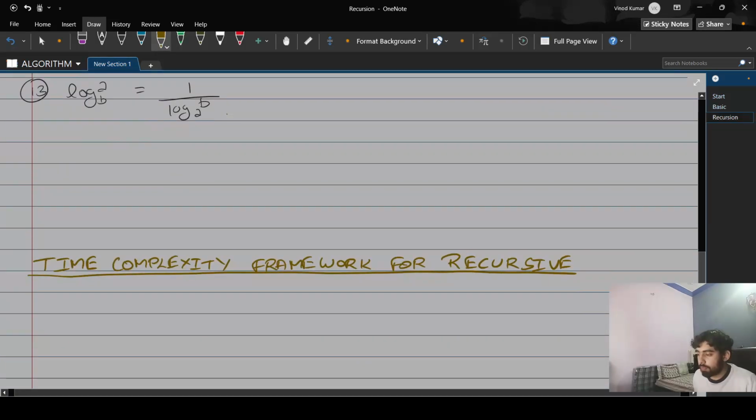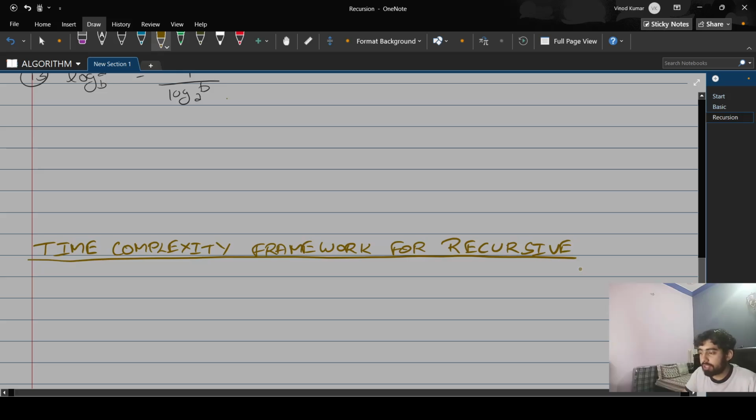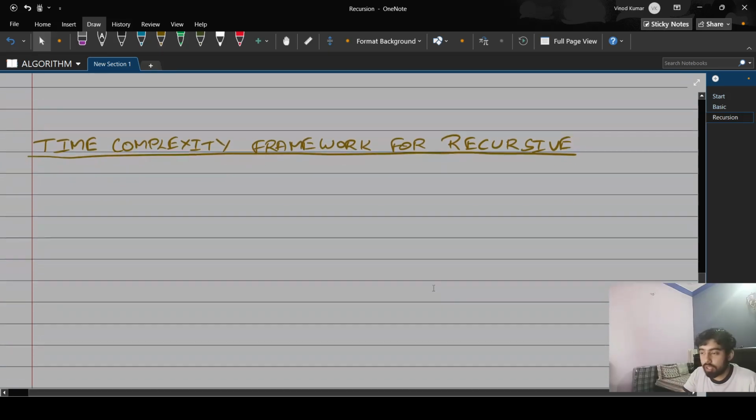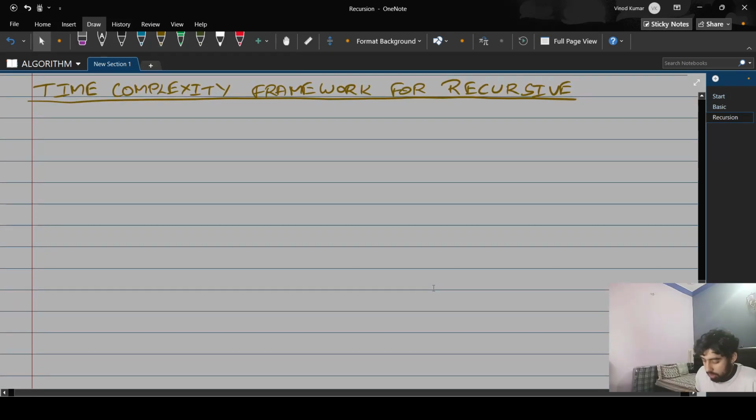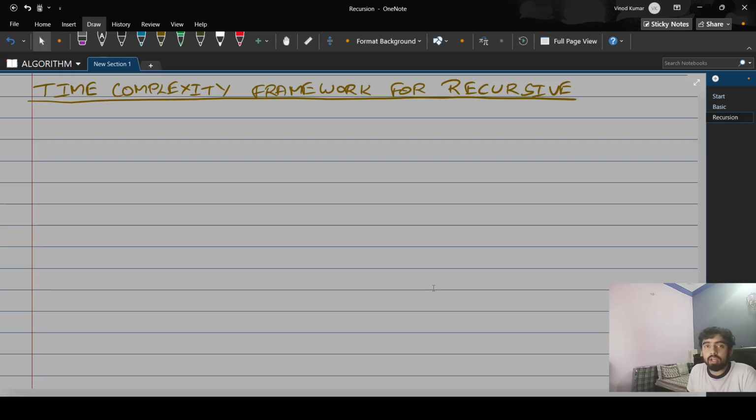Yes, so let's move to our topic, time complexity framework for recursive functions. So to understand this, I guess we have learned about recursion. What is recursion? A function that keeps on calling itself, that is recursion. So first let me write a sample code here.